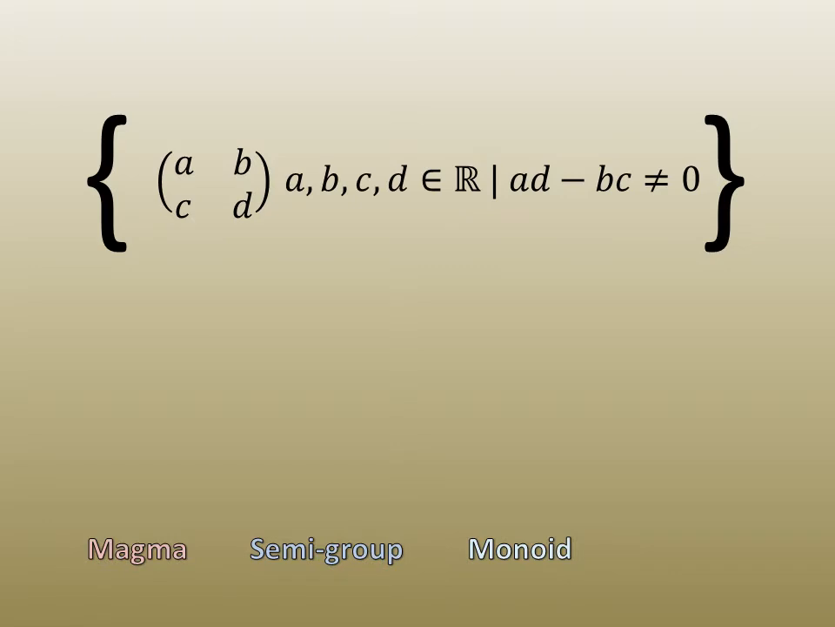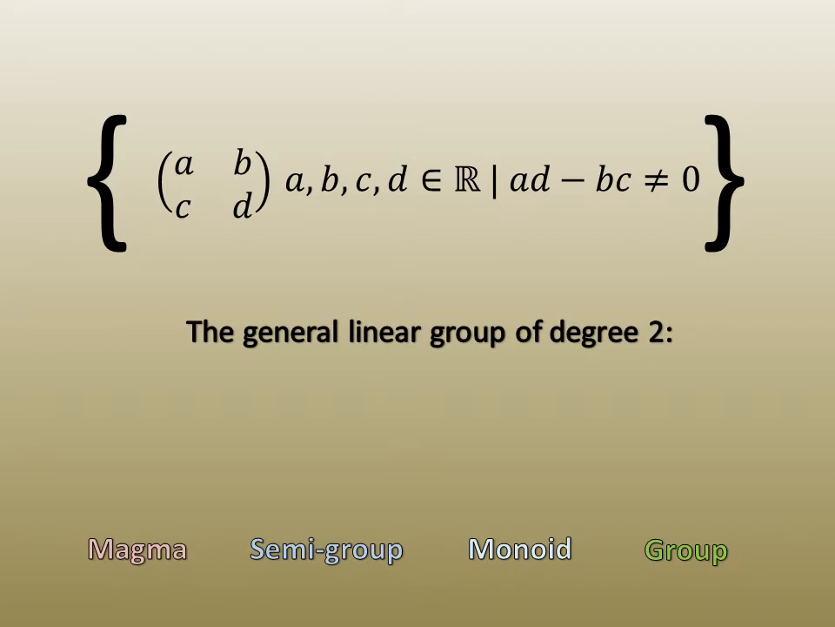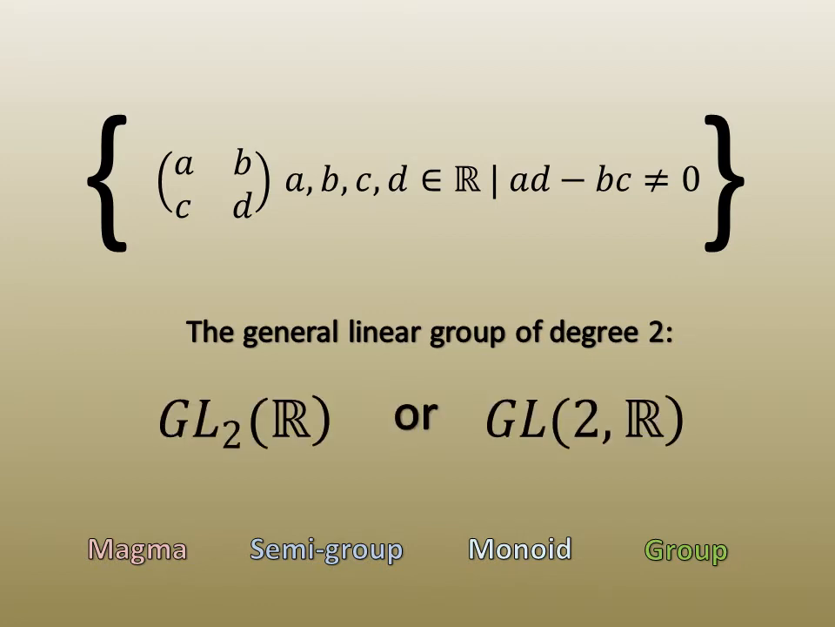If, however, we consider only the set of invertible 2 by 2 matrices under matrix multiplication, then we will have a group. This very important group is called the general linear group of degree 2 over the real numbers, and is denoted in this way. In our next example, we consider the set of all 2 by 2 matrices with a determinant of 1 under matrix multiplication.